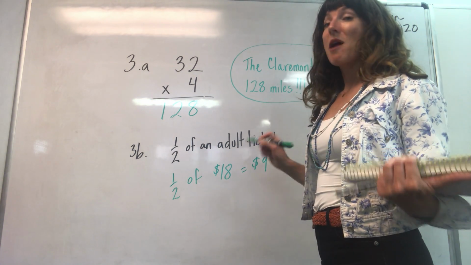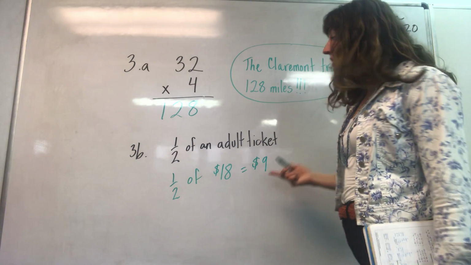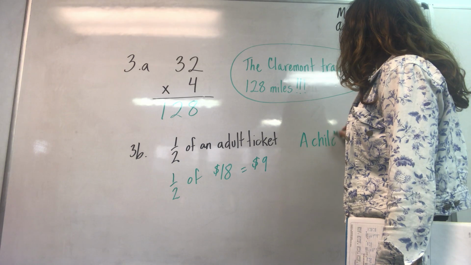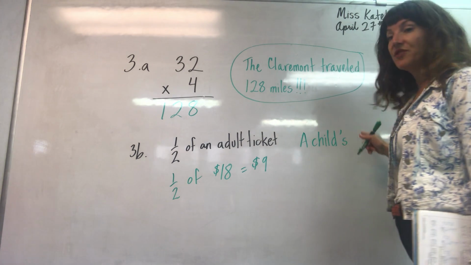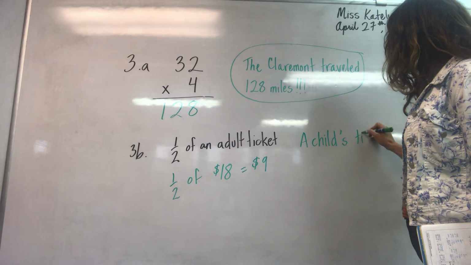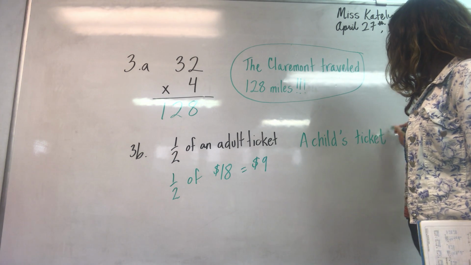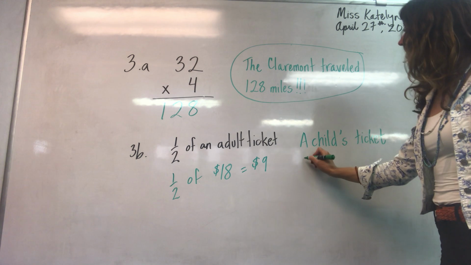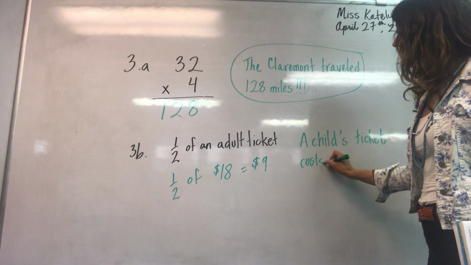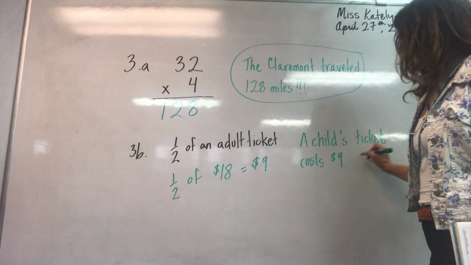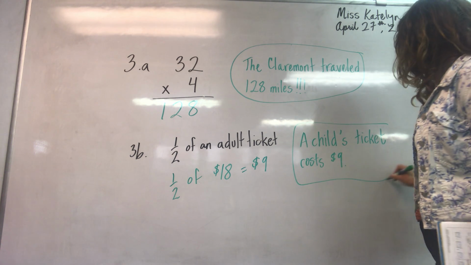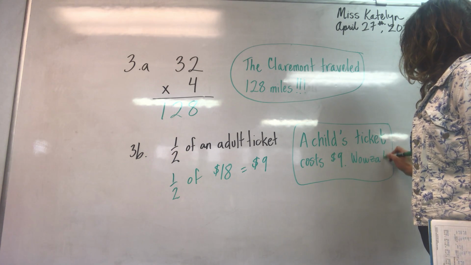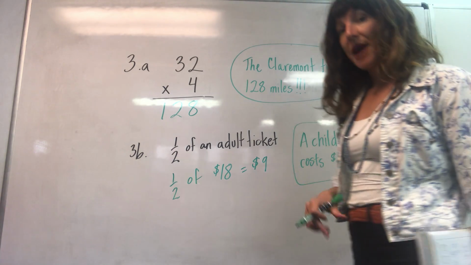And now this is a story problem, so we need to put our answer into a story. A child's, apostrophe S, ticket, meaning the ticket that belongs to a child, costs $9. Wowza. I could get a whole cheese pizza for that. Okay.